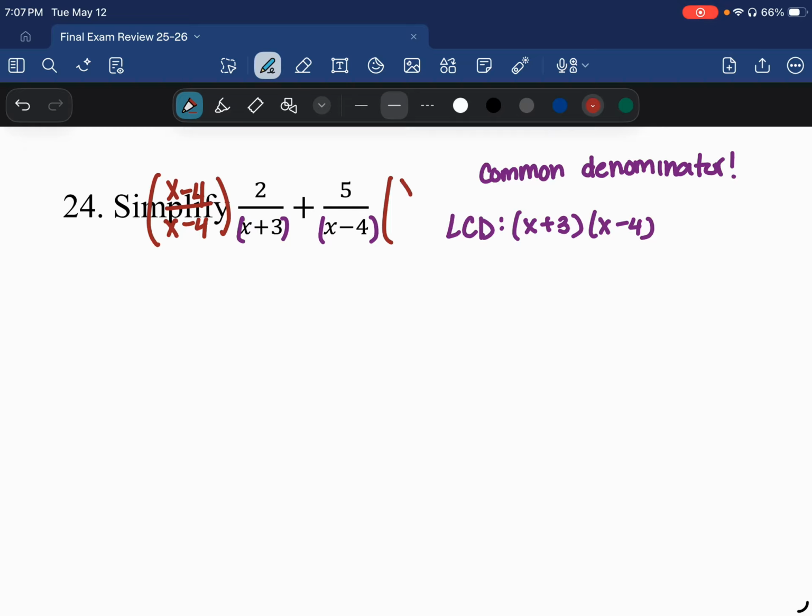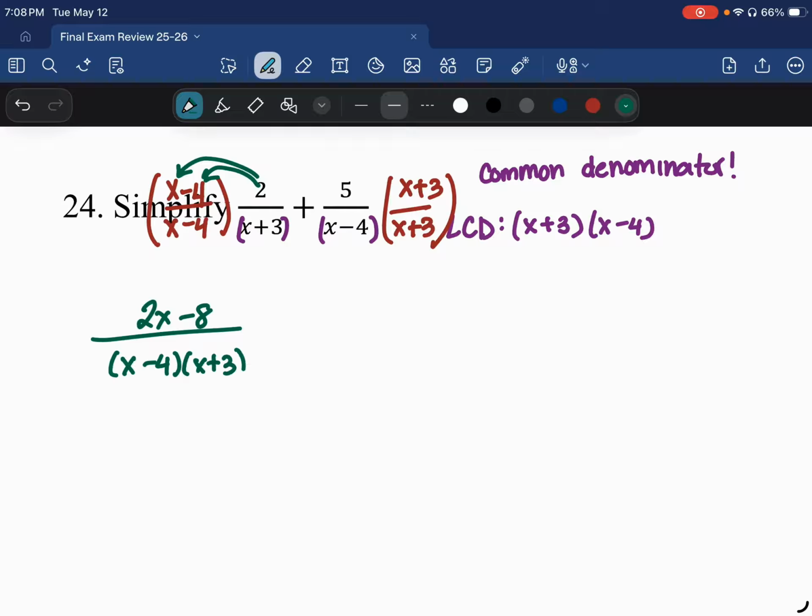Then the other fraction is missing the x plus 3, so we need to multiply its numerator and denominator by x plus 3. So in the numerator, we can distribute. So 2 times x would be 2x, 2 times negative 4 would be negative 8, and in the denominator, we can simply leave it in just factored form, x minus 4 times x plus 3. Do the same with the other fraction, 5x plus 15 divided by x minus 4 over x plus 3.